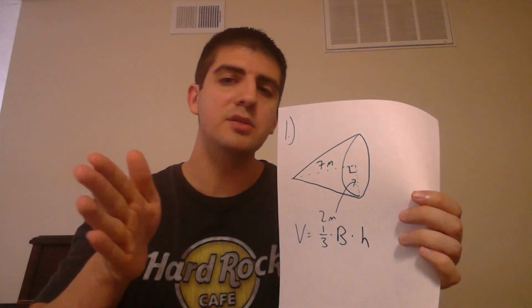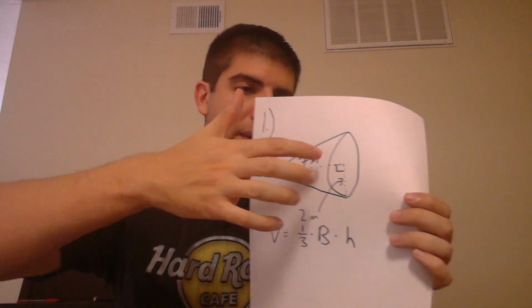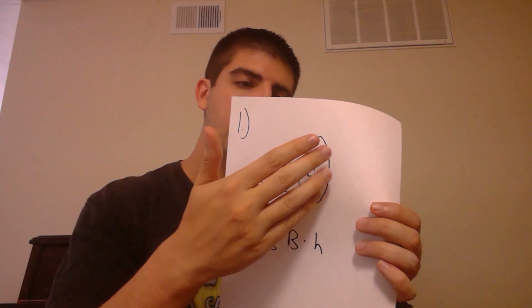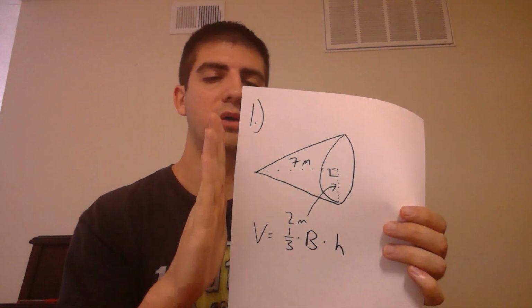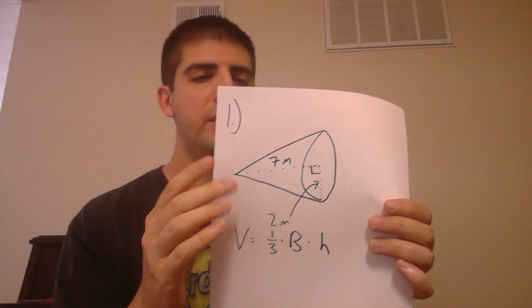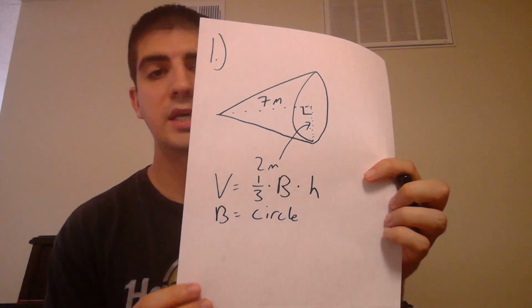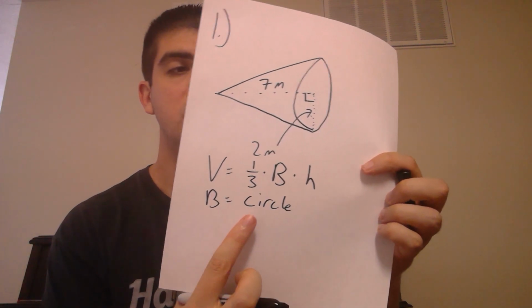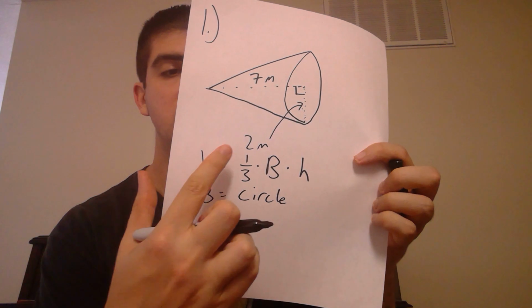Just because it's on its side doesn't really matter. The base is the part that's parallel to a vertical plane at the point, if that makes sense. That's the base of the solid. So the base of this cone is a circle, and we know the area of a circle is pi r squared. In this case, r is 2.